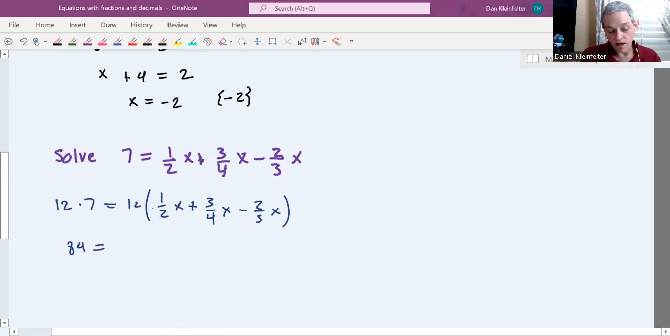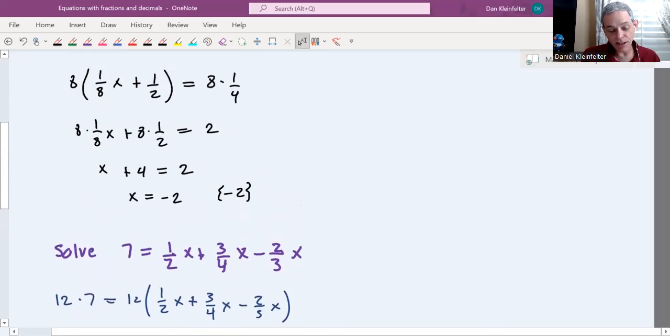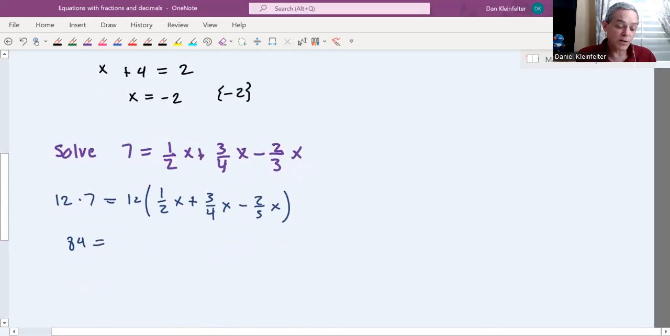And then here, in the first example, I actually showed that multiplication by 8. And here, in the interest of time, I'm just going to do each one. So 12 times 1/2 of an x will be 6x. 12 times 3/4 of an x will be 9x. And then 12 times 2/3 of an x is going to be 8x.